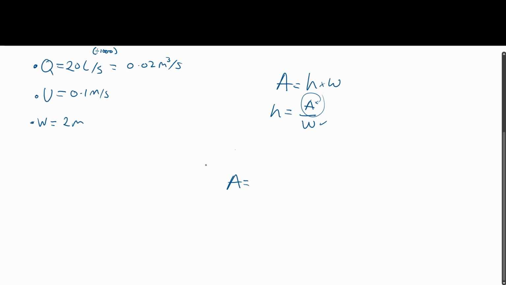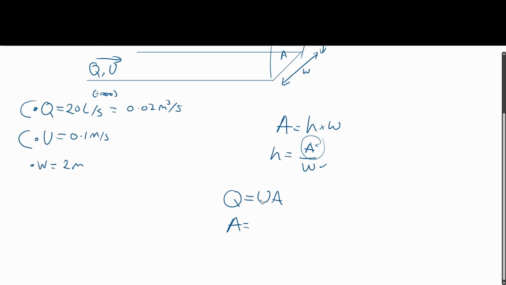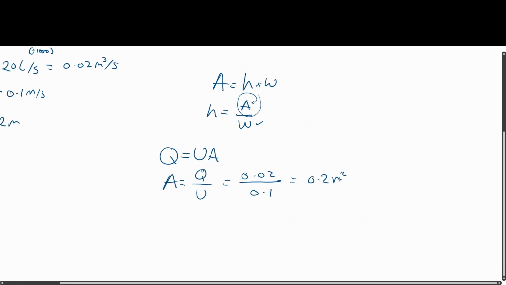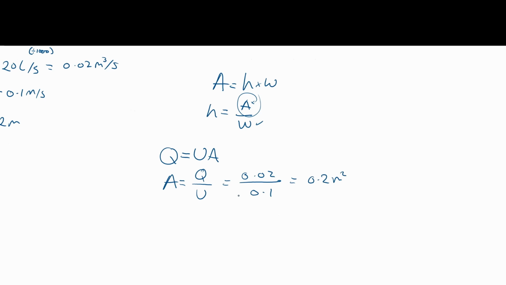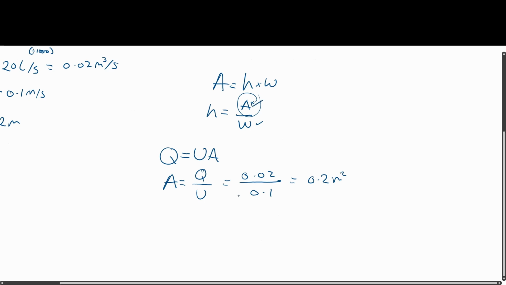So from that, we can use our equation Q equals UA, as we have discharge and velocity. U is the average or bulk velocity within the channel. A is the cross-sectional area. We can rearrange this to give us Q over U. Putting the numbers in, we get 0.02 over 0.1, and that will give us 0.2 meters squared. You can see here that we now have the area.